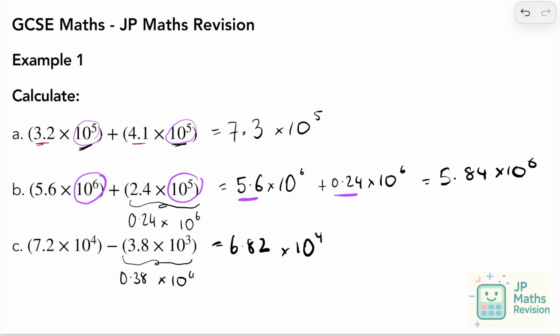So I didn't have to change the 3.8 times 10 to the 3. I could have changed 7.2 times 10 to the 4 to make that 10 to the power of 3 by making 7.2 10 times bigger. However, the answer there would not have been in standard form, and so we'd have had to change it so that it is in standard form. So you're allowed to do that, it's absolutely fine, but it does just require that extra step at the end to make sure the number is in standard form.